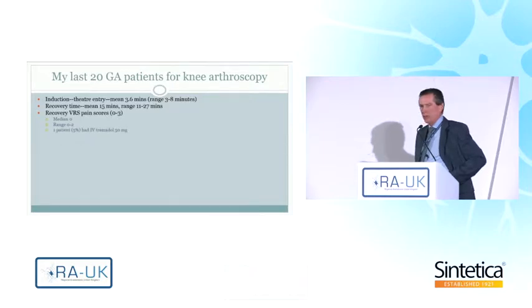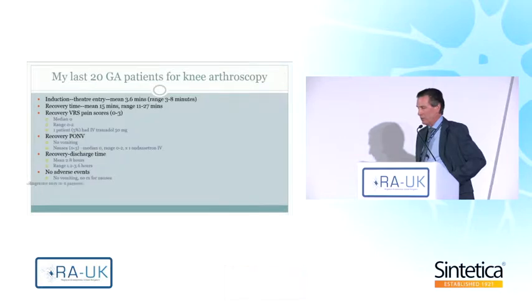One patient had IV tramadol 50 milligrams in recovery. Recovery post-operative nausea and vomiting, no vomiting. One patient was nauseated and required ondansetron. Recovery discharge time, mean of 2.8 hours out of hospital, range 1.2 to 3.6. No adverse events. On the ward, before discharge, no vomiting, no treatment for nausea. 8 patients had cocodamol, ibuprofen, or both.